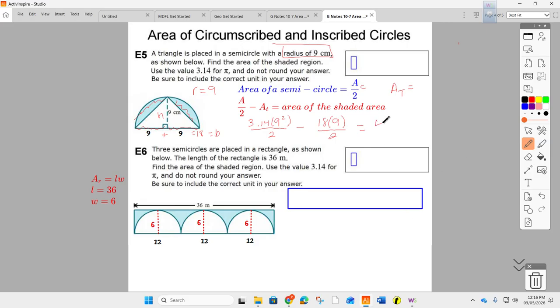And it sounds familiar from earlier today. So double check it. We always double check. Anyway, always double check your calculator work. 46.17 centimeters squared. So that is that little bit of shaded area in the semicircle.